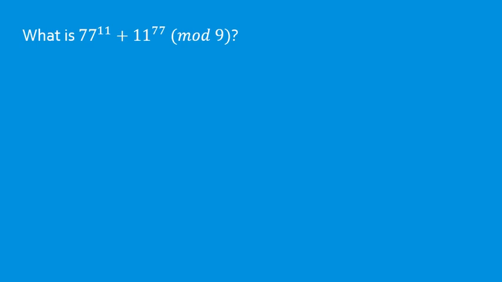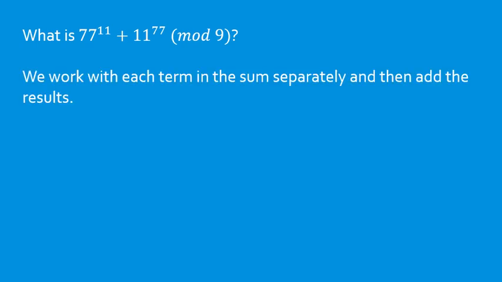So here I have 77 to the 11th plus 11 to the 77th. And what is this number mod 9? So we're going to work with each term in the sum separately, and then we're just going to add the two results that we get. Recall from our previous video, we said that if A is congruent to B mod n and C is congruent to D mod n, then A plus C is congruent to B plus D mod n.